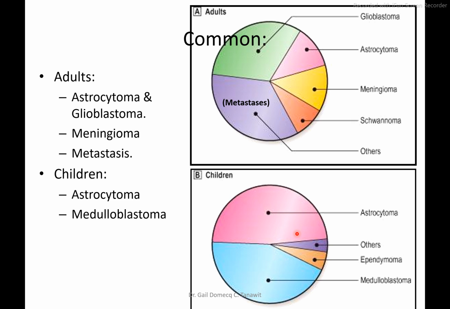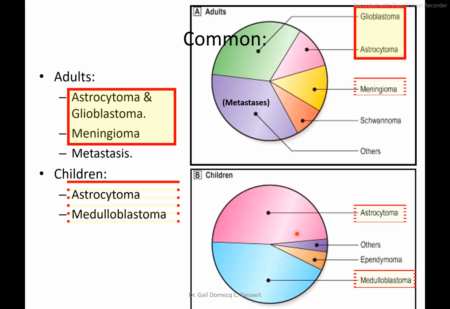So adults, as to the tumor, the majority of the pie is contributed by metastasis for adults. Then followed by glioblastoma multiforme. Then we have the meningioma, the astrocytoma, and the schwannoma. For children, the majority will be infratentorial, of course, and it would be an astrocytoma. Also followed by the medulloblastoma. Other lesions, ependymoma, and well, it could be lymphoma for that matter.